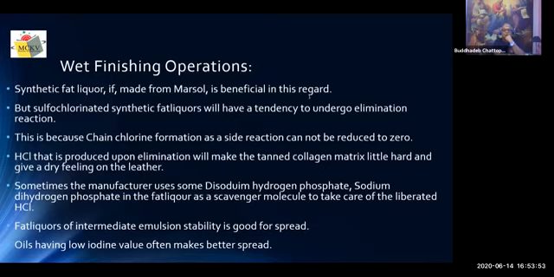We need a fat liquor of intermediate emulsion stability for obtaining good spread, because what we need is the oil in water kind of emulsion. When it goes by diffusion control inside the collagen fiber, the three-dimensional collagen fiber matrix, it should invert the emulsion pattern from oil in water to water in oil. That is going to make the lubrication between the fiber and fiber bundles, which is a function of softness, better.